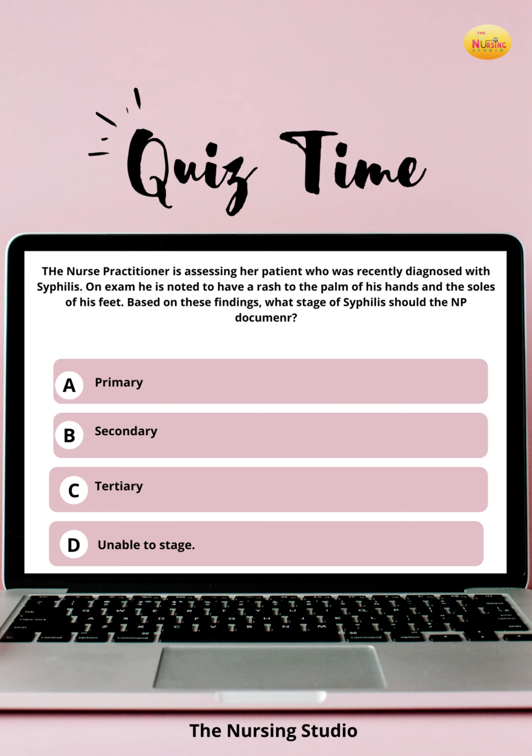All right, so the stem of the question states, based on these findings, what stage of syphilis should the nurse practitioner document? So, based on these findings, we want to take it back and see what they found. So the person has a history of syphilis. On exam, they have a rash on the palms of their hands and soles of their feet. So then you need to start thinking about the stages of syphilis. So instantly you should think B, secondary stage, right? Because in the primary stage of syphilis, they have those canker sores. In the secondary stage, they begin to get the rash on the palms of their hands and the soles of their feet. And then the tertiary stage is when they start to have those neurologic deficits.